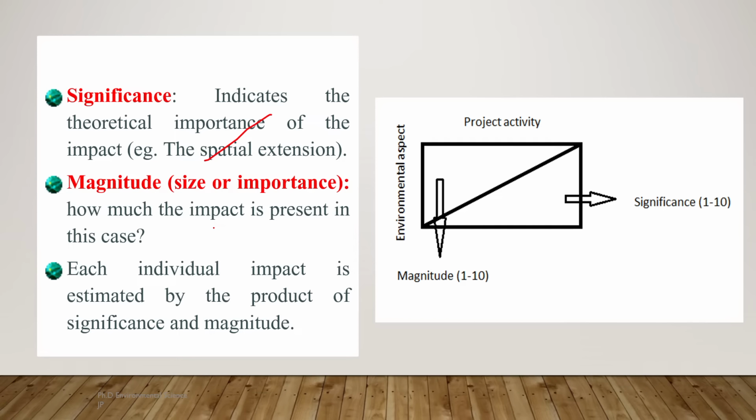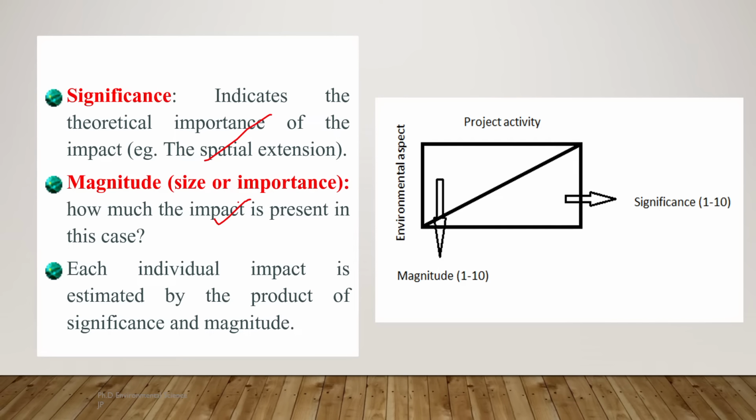Then magnitude refers to the size, extent, or intensity of the impact. It quantifies how much the impact is present in a given situation. There are various factors influencing magnitude, like intensity, the strength or concentration of the impact.